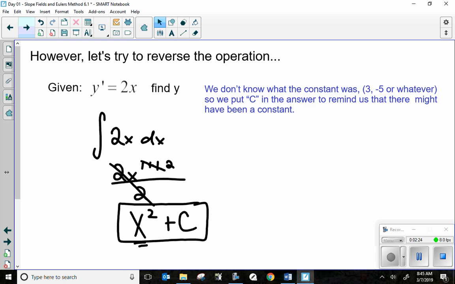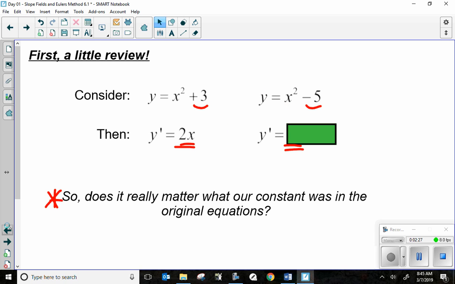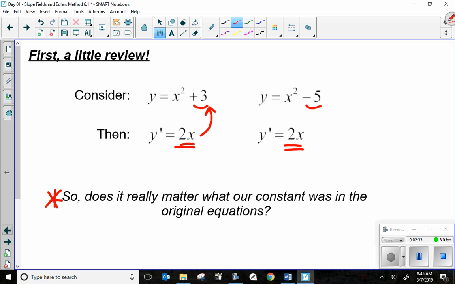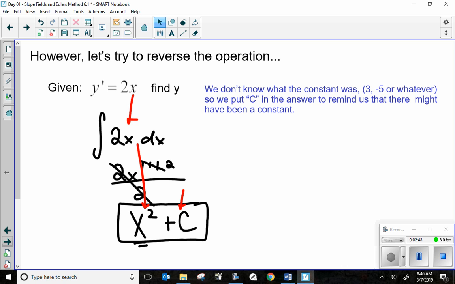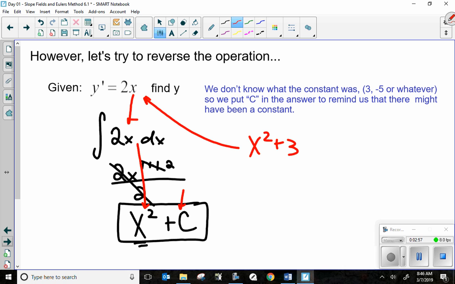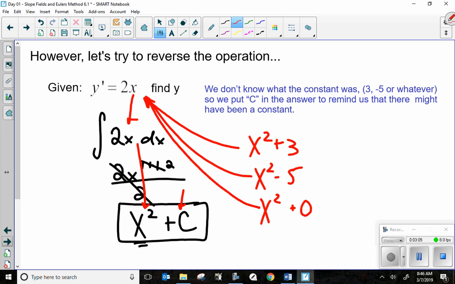If I go backward from this 2x, how do I know if it was 2x plus 3? If I go backward from this 2x, it's 2x minus 5. So what we're trying to say here is, if we go backward from this 2x and integrate, how do I know if it was -3 plus 5? Maybe it was just x squared. Maybe it was plus 0. Meaning, I could have had x squared plus 3 and ended up with 2x. I could have had x squared minus 5 and ended up with 2x. I could have had x squared, which is technically plus 0, and ended with the same thing.